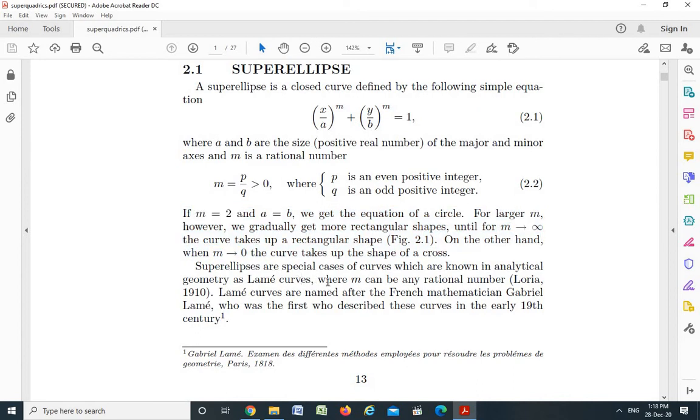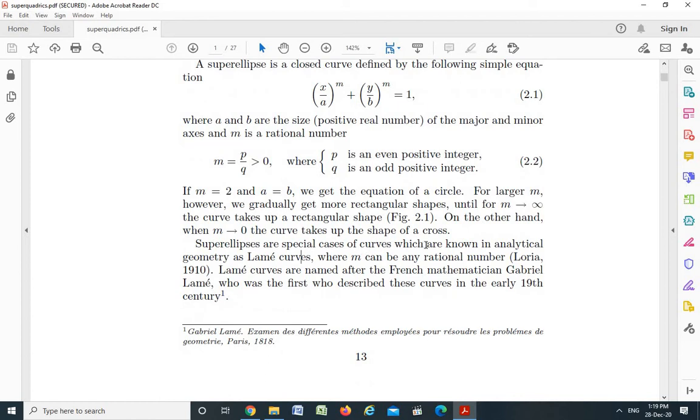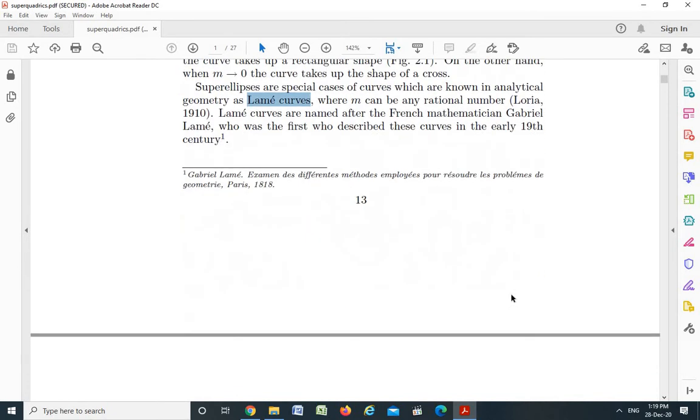So superellipses are special cases of curves which are known in analytical geometry as Lamé curves, where m can be any rational number. Lamé curves are named after the French mathematician Gabriel Lamé, who was the first to describe these curves in the early 19th century.